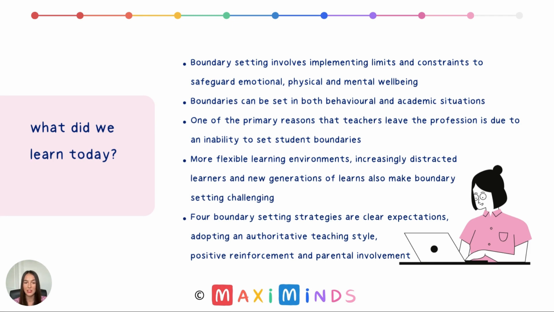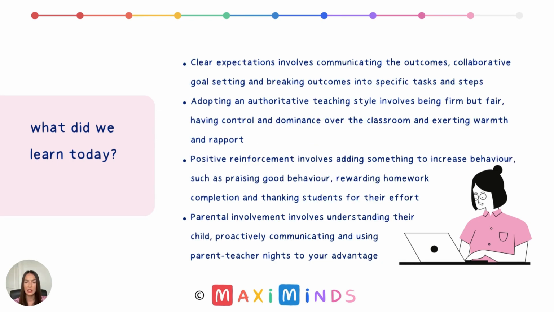So what can you do about it? There's 4 different types of boundary setting strategies that we've looked at today. Clear expectations, having an authoritative teaching style, positive reinforcement and parental involvement. Clear expectations involves communicating the outcomes, collaborative goal setting, and breaking outcomes into specific steps and tasks. Adopting an authoritative teaching style involves being firm but fair, having control and dominance over the classroom, and exerting warmth and rapport.